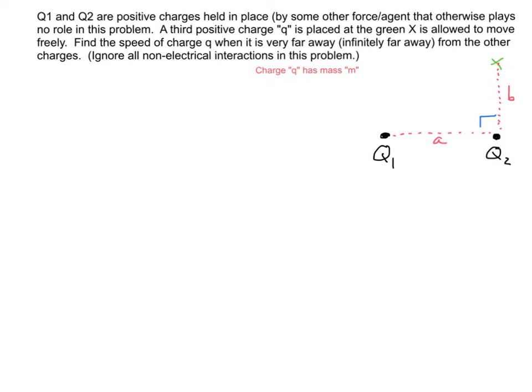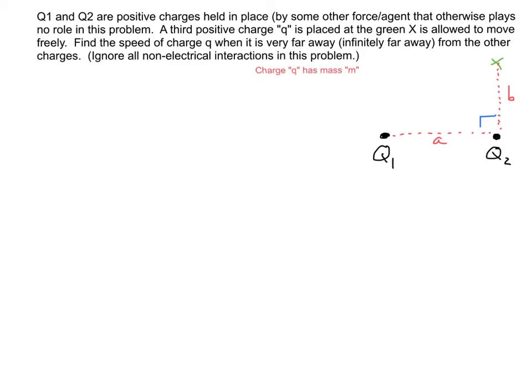Okay, so here's the problem. We place a third positive charge, little q, at the location of this green X. It's initially at rest. Now, of course, little charge q, being positive, is repelled by these two positive charges and flies off and just keeps going until it's infinitely far away. The question is, how fast is little charge q moving when it is really, really far away? That is, when it's infinitely far away from the other charges. And we're told to ignore all non-electrical interactions in this problem.